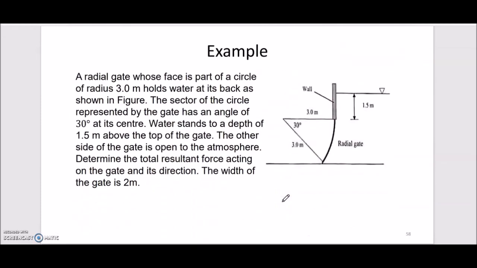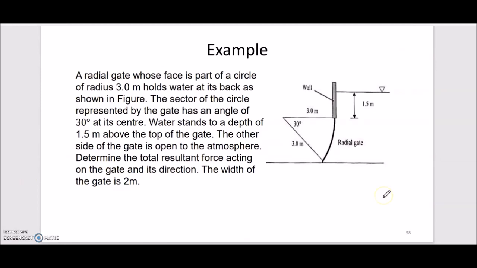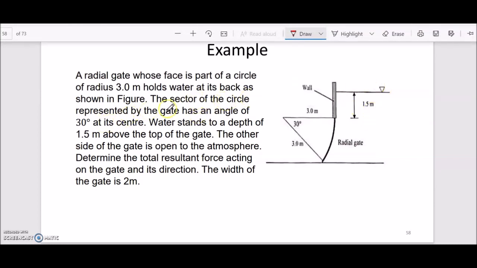Alright, so let's look into this example. For this example, we have a radial gate. So here is the radial gate whose face is part of a circle. So this is the part of the circle, okay, with a 30 degree radius. Then it holds the water. This gate is holding the water here, as shown in this figure. The sector of the circle represented by the gate has an angle of 30 degree.